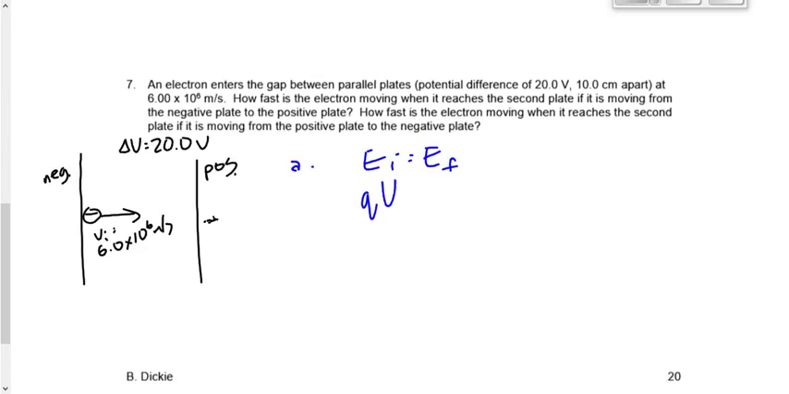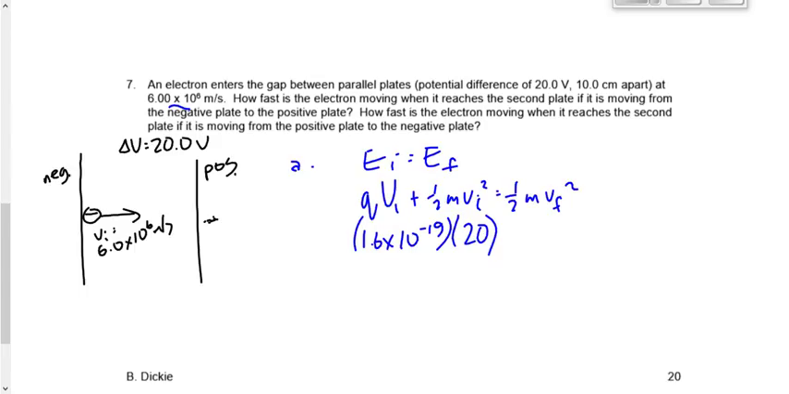Starts with potential, like a car at the top of the hill, speeding up, going down the hill, starts with potential. Starts at rest. No, it doesn't start at rest. Starts with the kinetic energy, so the car at the top of the hill is moving. We want to know how fast it's moving when it reaches the other side. So we're going to say 1.6 times 10 to the minus 19 times VI is, we're going to make it 20 because we're defining the final potential as 0, plus 1/2 of 9.11 times 10 to the negative 31 times 6 times 10 to the 6 squared.